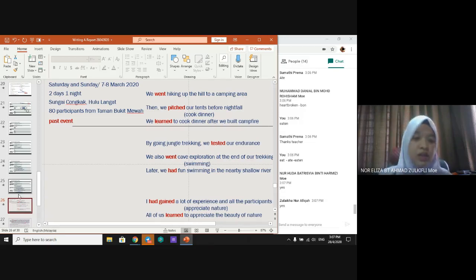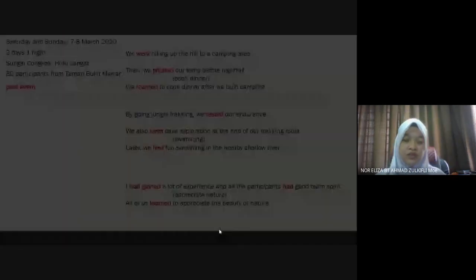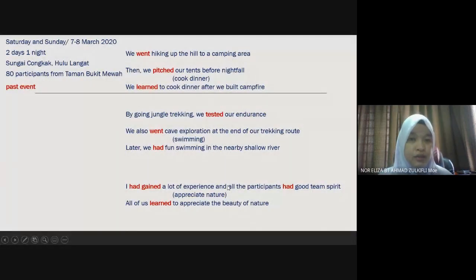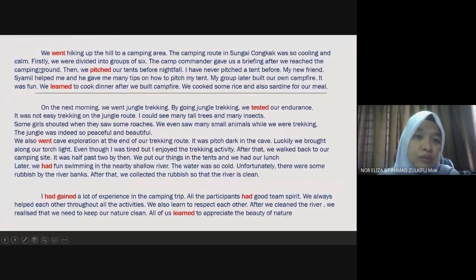Okay, good. Now we have this. Now, I'm going to show you the next one. This is from the notes that we had. We need to elaborate further. So here, this is what I've come up with. The one that is from the notes is only this much. Take note, it's only this much.